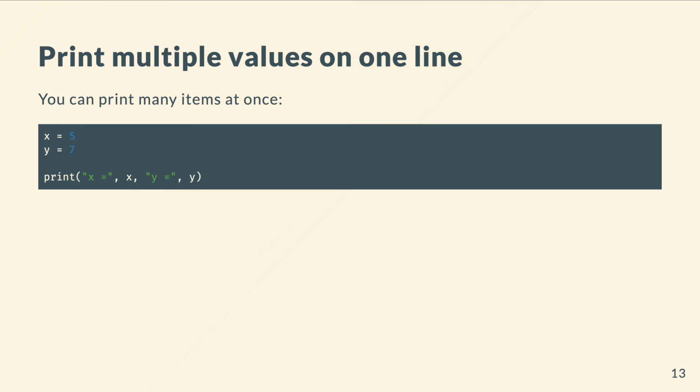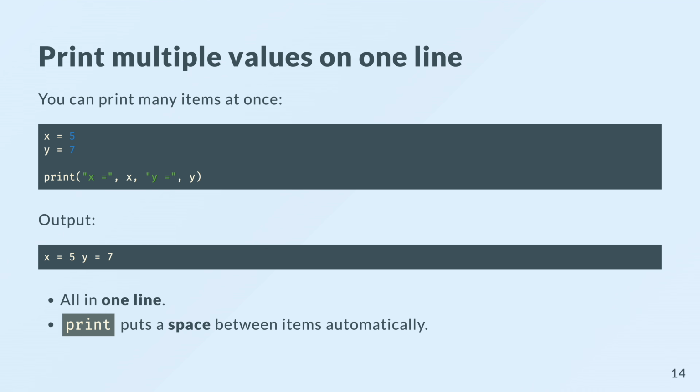You can print many items at once. Here, x is 5 and y is 7. We print x equals 5 and y equals 7, all in one line. Let's check the output. This is the output. X equals 5, y equals 7. Everything is on one line. And print adds spaces automatically between items.